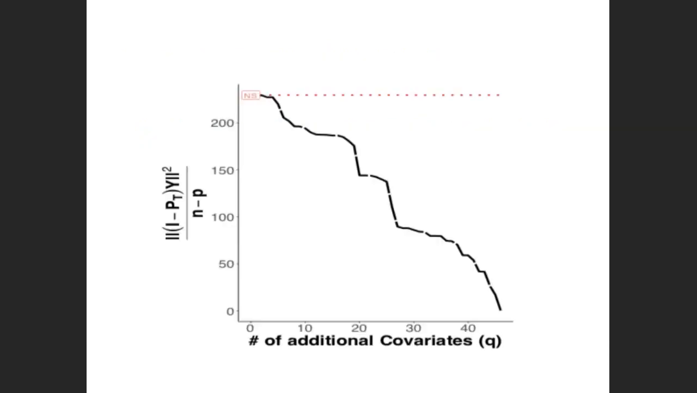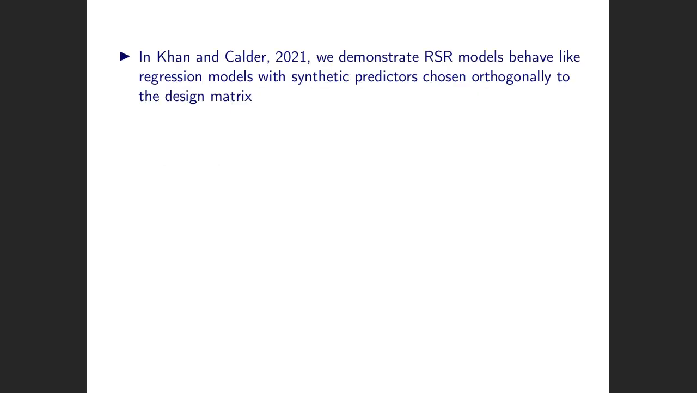If we just plot this for a particular example, we can see that adding additional covariates, so adding columns of W to the model, essentially decreases the posterior variance. Again, not surprising at all if we think about why we don't add synthetic predictors to standard regression models.